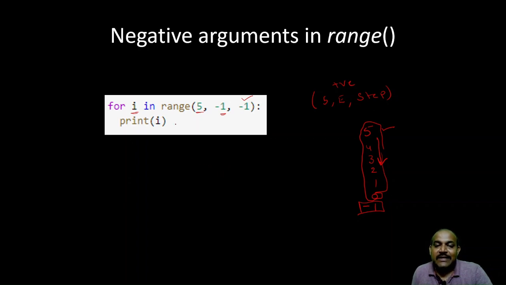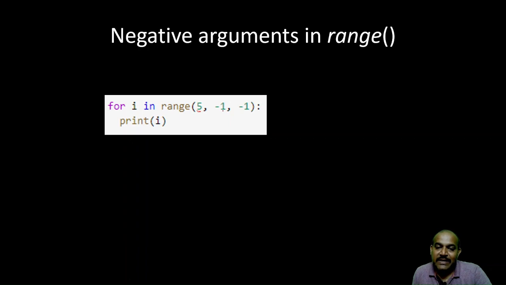Therefore, if I analyze this program, initially I will take 5. So i is equal to 5. Is 5 in the range of minus 1, since you are decrementing? Yes, so now print i. It is going to print 5. Again, the i value will become 5 minus 1, because the step size is minus 1. So i becomes 4, it is going to print. i becomes 3, it is going to print. 2, it is going to print. i becomes 1, it is going to print, and 0.